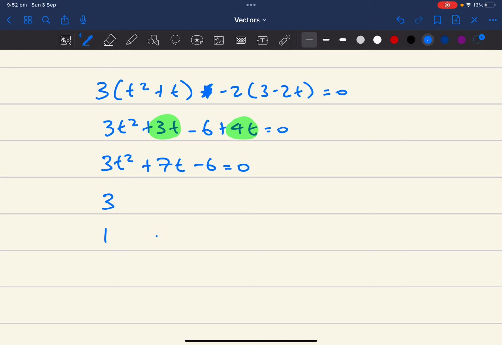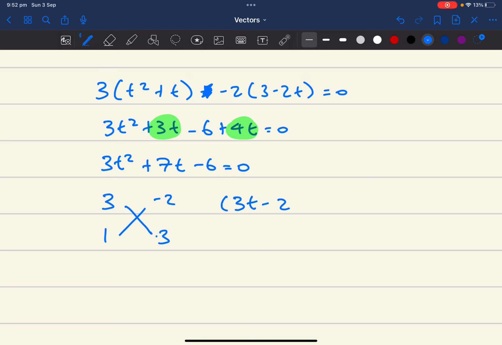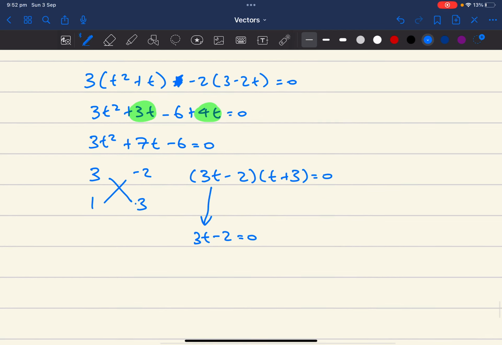So you can see -2 times 3 gives me -6. And if I cross multiply, I have 9 minus 2, which gives me the middle number. So I can see this combination works, right? So you get 3t minus 2 times t plus 3 equals 0. And when I solve for t, this first one, I get 3t minus 2 equals 0 by the null factor theorem, right? Null factor theorem.